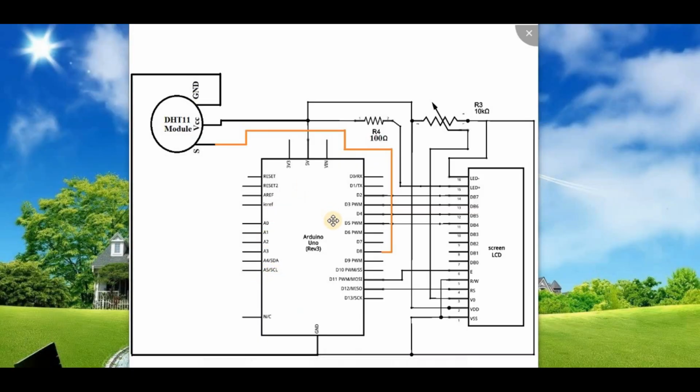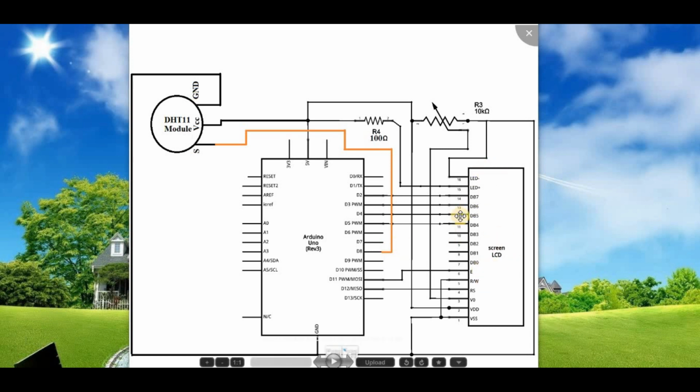Now here are our connections. This is the Arduino Uno, this is the LCD, and here is the DHT11 module. The ground pin of the DHT11 should be connected to the ground pin of the Arduino. The VCC pin should be connected to the 5 volt pin of Arduino, and the signal pin or data pin should be connected to pin D8, digital 8 pin of Arduino.